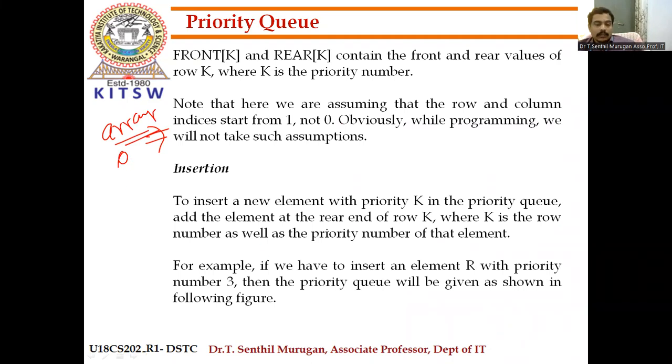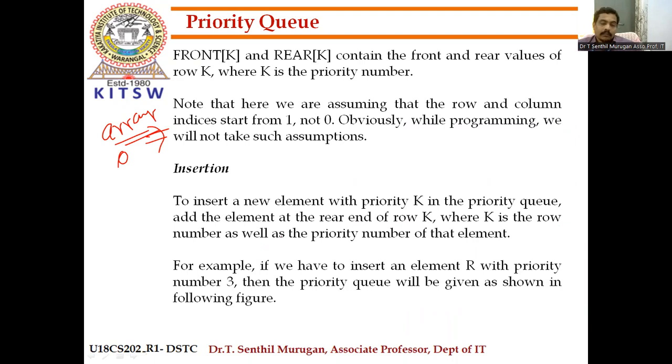So how do we insert a new element? For a new element with priority k in the priority queue, add the element into the rear end of row k, where k is the row number as well as the priority number of the element. Both will be mentioned at the same place.